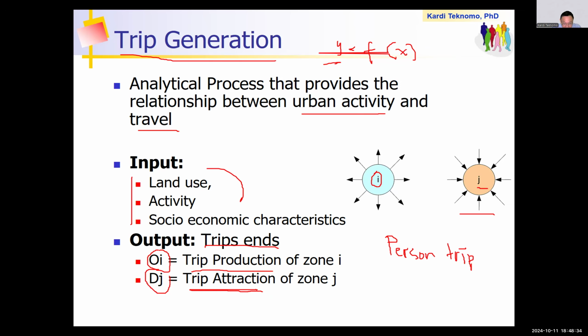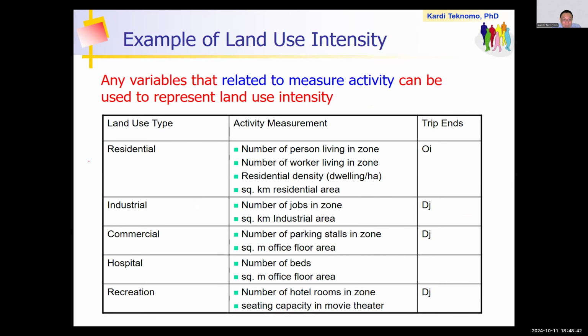So then we are talking about land use. How do you measure the land use? Of course, it depends on the land use type. For example, residential, commercial, hospital, recreation, and so on. Then for this type, you start to measure the activity.